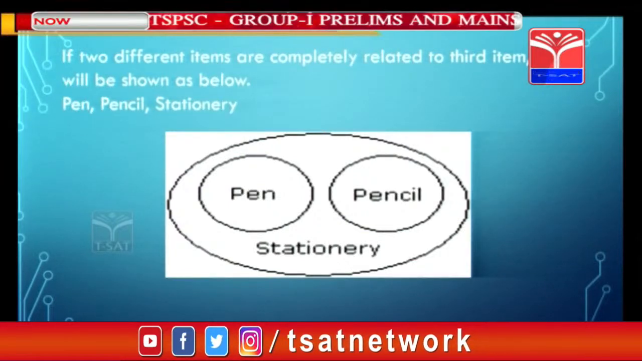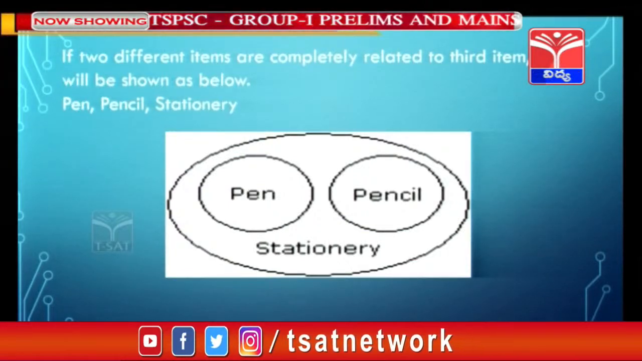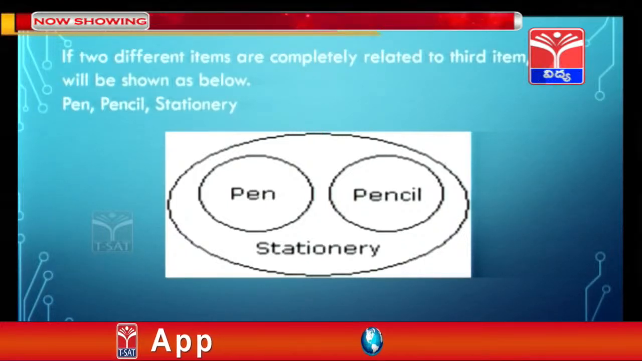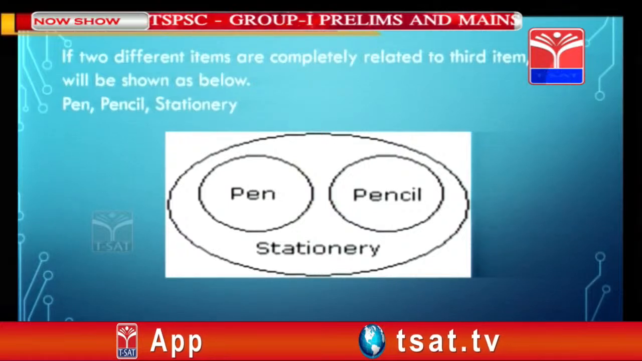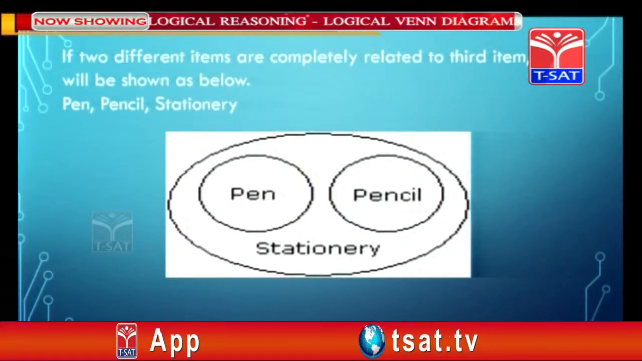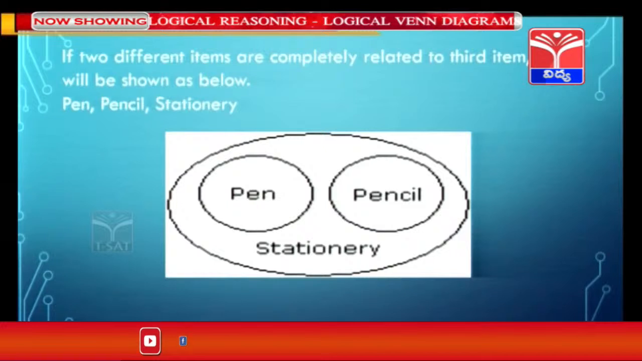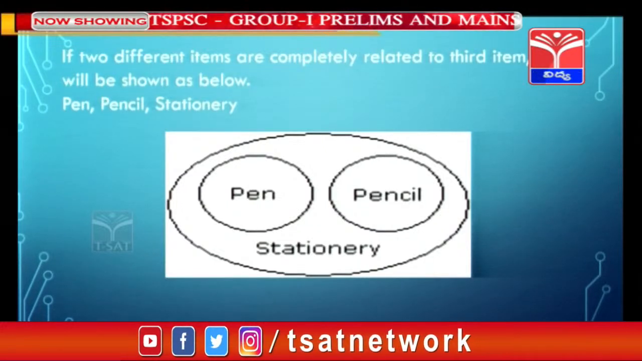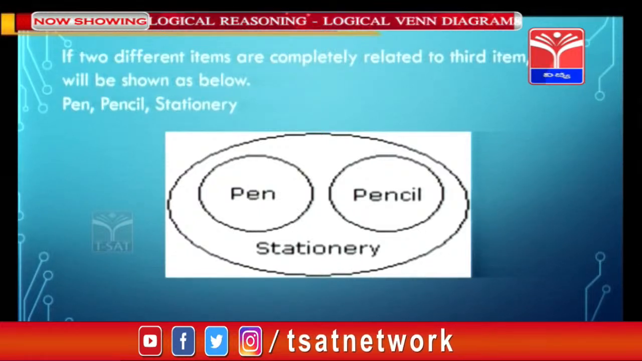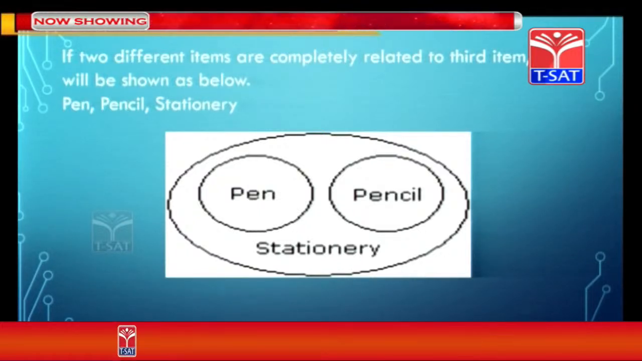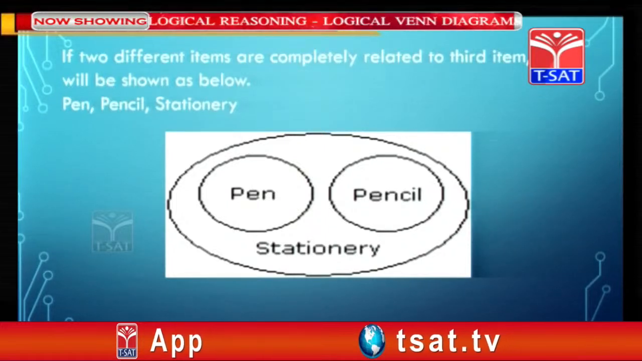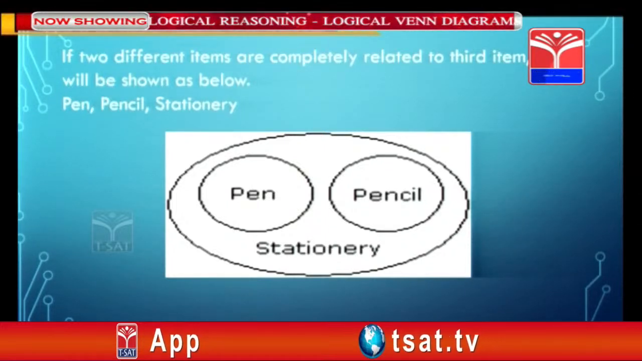If there are two different items that are completely related to a third item, they will be shown as below: pen, pencil and stationery. Pen is stationery, pencil is also stationery, and pen and pencil are two different things. Since these two are different things, we can definitely represent pens and pencils with different circles, but basically pen and pencil are parts of stationery.